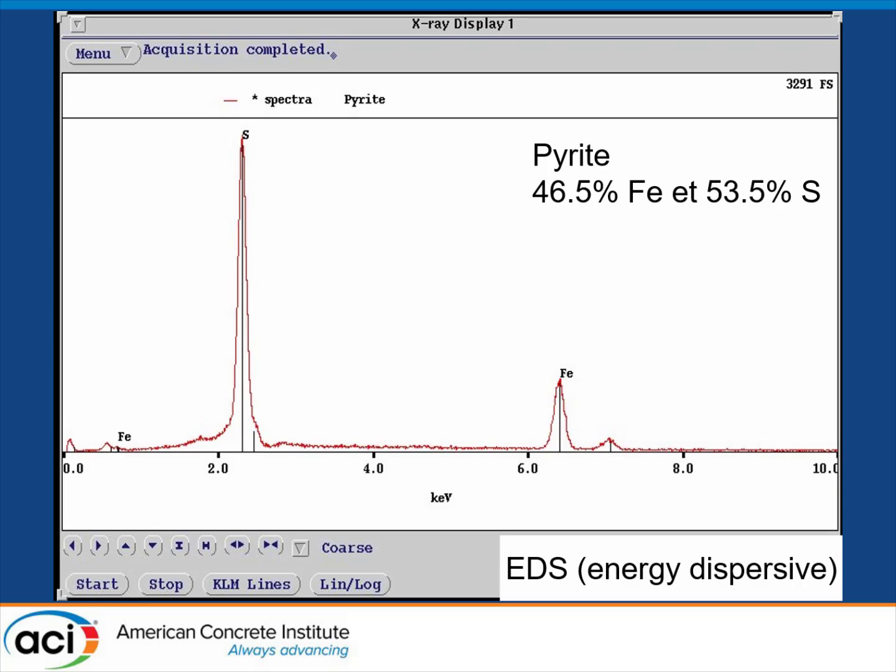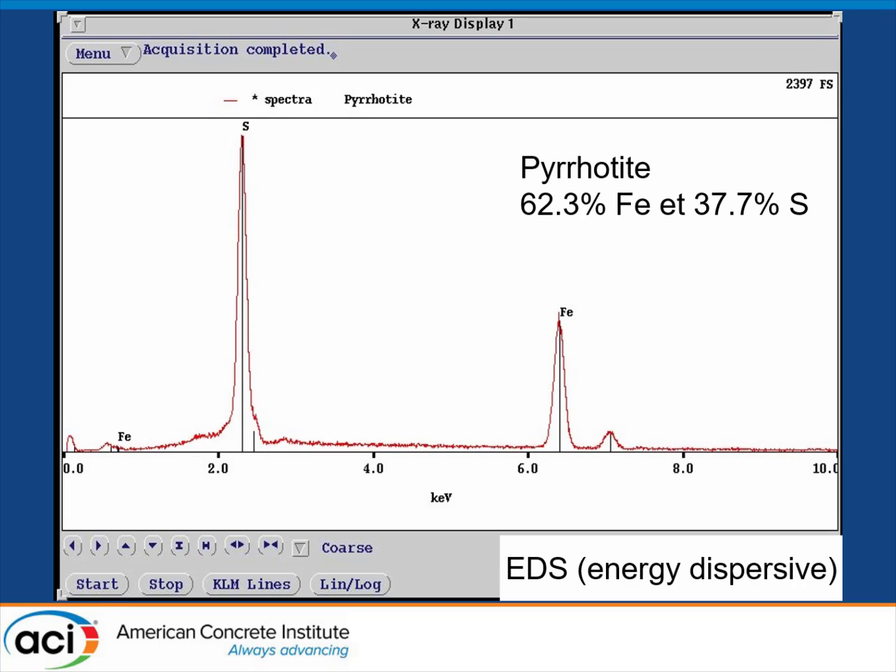Pyrrhotite is also an iron sulfide mineral, but the ratio of iron is higher here, with 62% iron and 38% sulfur. But both are iron sulfide minerals.